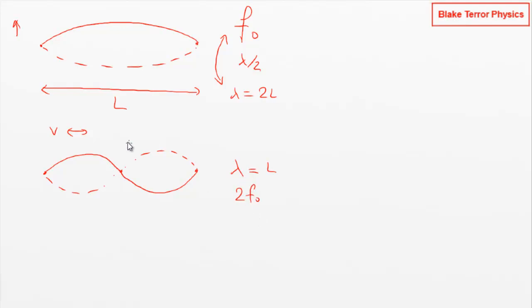So we've got 2F0. Now if we move to the next one, we're going to have 4 nodes on this. So up, down. A little bit wonky, but I'm trying to draw these out a little bit quicker now. Now we've got this one. We can see that our wavelength is going to be 2/3 of L, which means that we've now got 3 times the fundamental frequency.